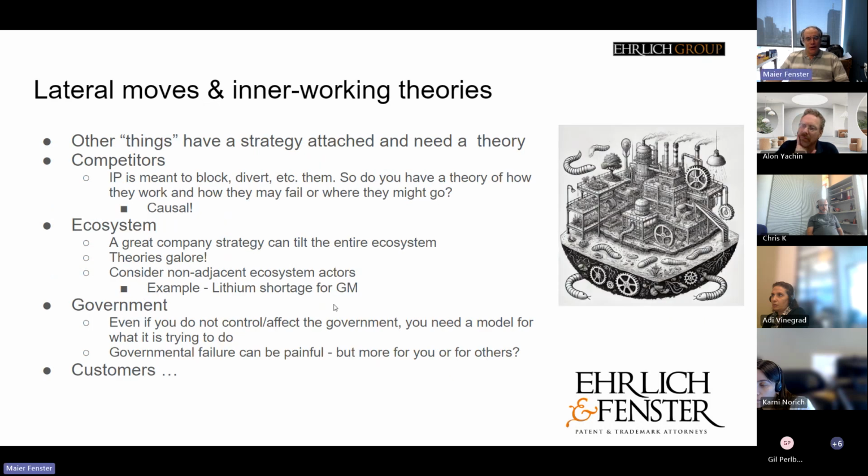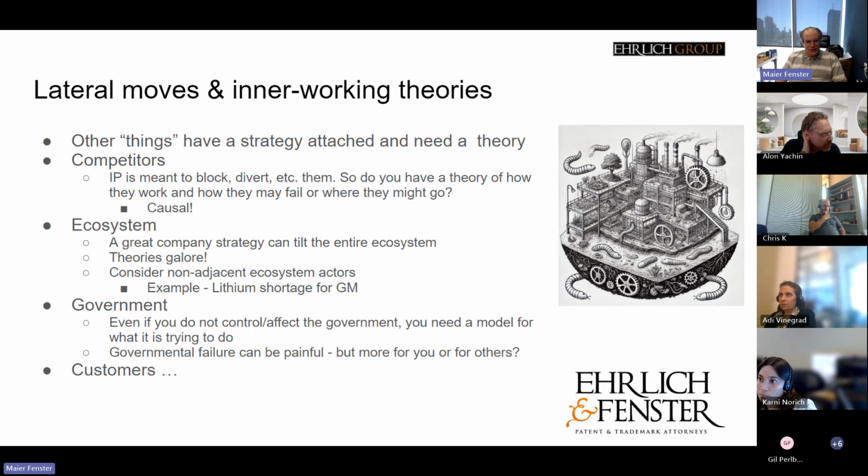Now, there are other things which as IP people, we want to have theories about. One of them is competitors, okay? Since IP is used to cause trouble for competitors. So if we understand what the competitor is doing, what success means to them, what the challenges are, then we can better formulate IP, which explains how we're going to interfere with them. If you are capable of changing the entire ecosystem, you need to have a theory for how that's going to happen.